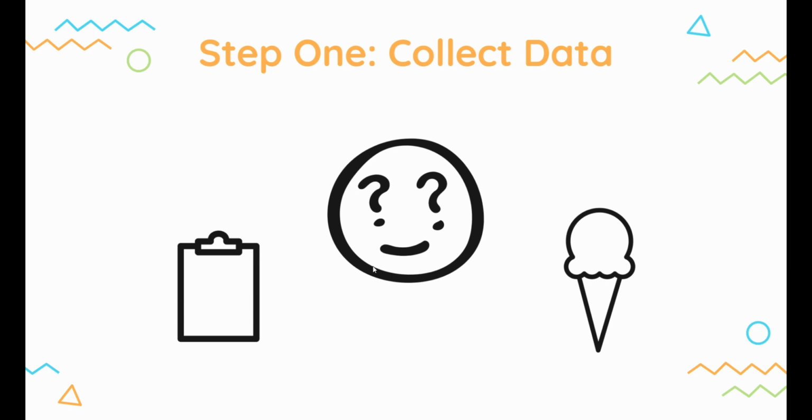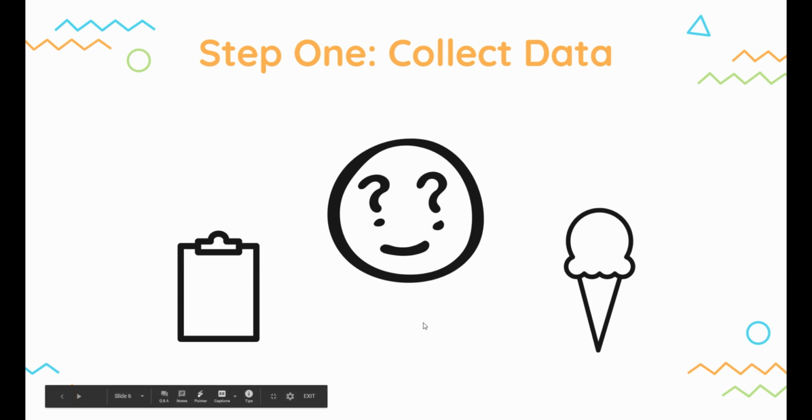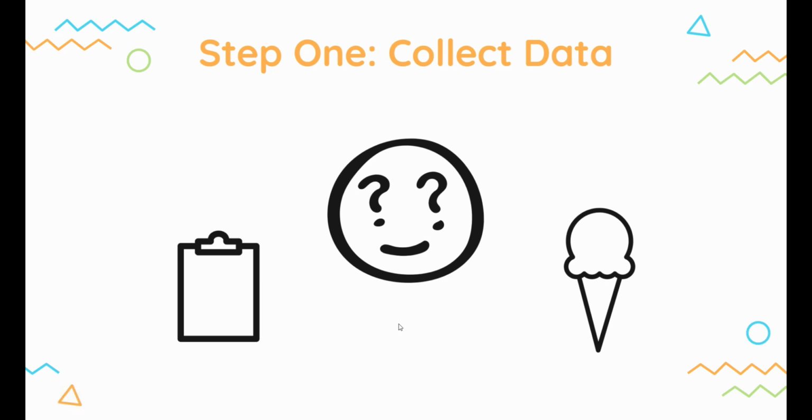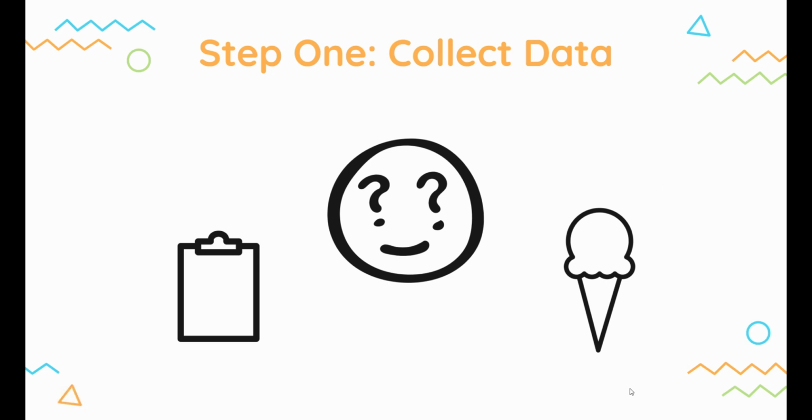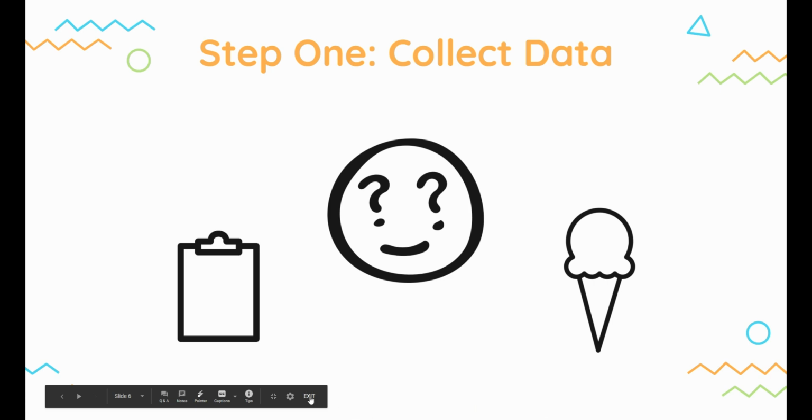Step 1. We're going to collect our data. Now, you might be wondering what kind of data we're going to collect. We are going to think about something that Miss Ely thinks is really fun. We are going to be collecting favorite ice cream flavors. We're going to be asking people in our house what their favorite ice cream flavor is.